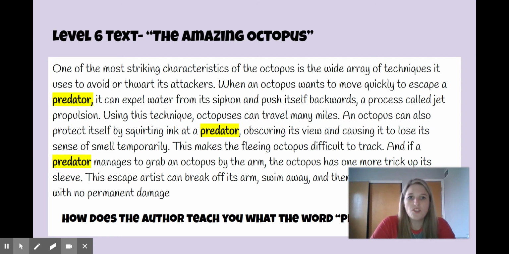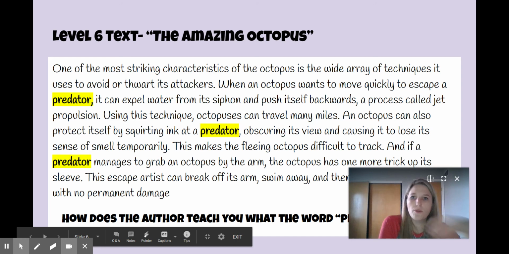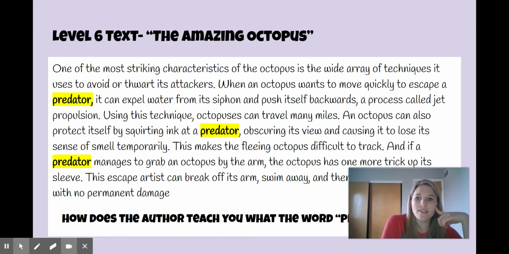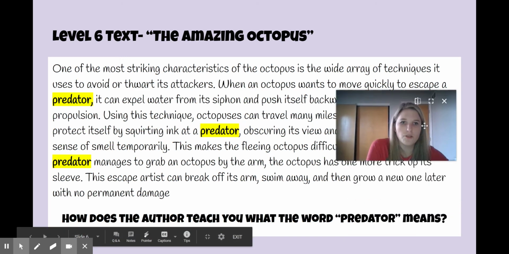When an octopus wants to move quickly to escape a predator, it can expel water from its siphon and push itself backwards, a process called jet propulsion. Using this technique, octopuses can travel many miles. An octopus can also protect itself by squirting ink at a predator, obscuring its view and causing it to lose its sense of smell temporarily. This makes the fleeing octopus difficult to track.